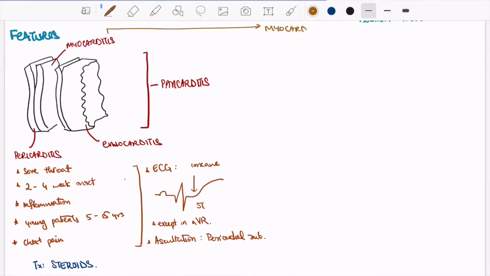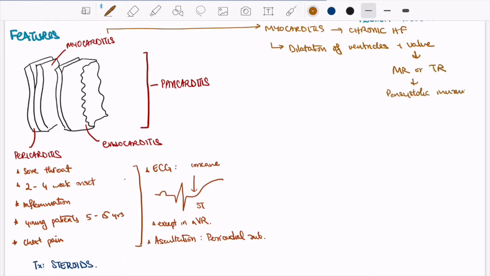Myocarditis can lead to a series of complications. It then continues on to becoming heart failure. Dilation causes a reduced function of the valves, resulting in mitral or tricuspid regurgitation. This results in a pansystolic murmur and manifests usually with pulmonary edema.